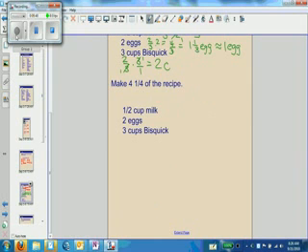So since we're multiplying 4 1/4 of the recipe, we need to change 4 1/4 to an improper fraction because we can only multiply with fractions. We can't multiply with mixed numbers. So 4 times 4 is 16, plus 1 is 17. So this is 17/4. So we're going to multiply 17/4 times 1/2, which is 17/8, which equals 2 1/8 of a cup of milk.